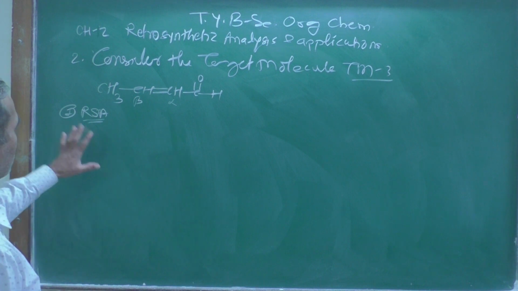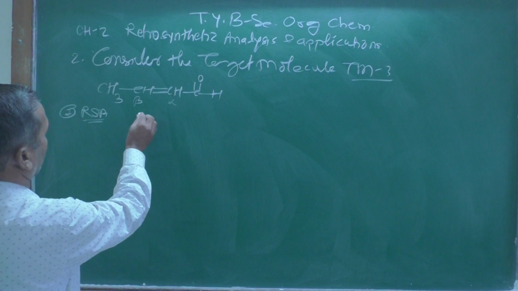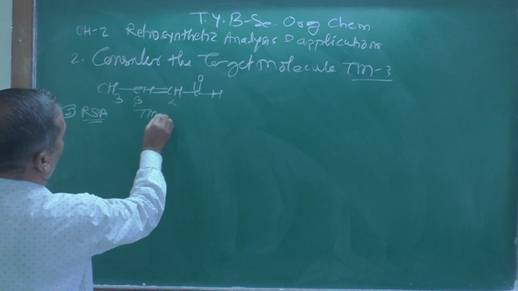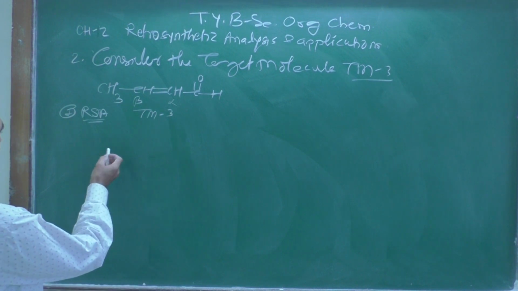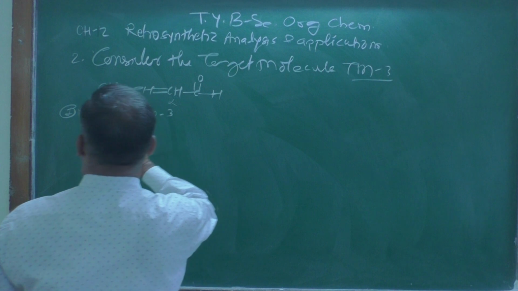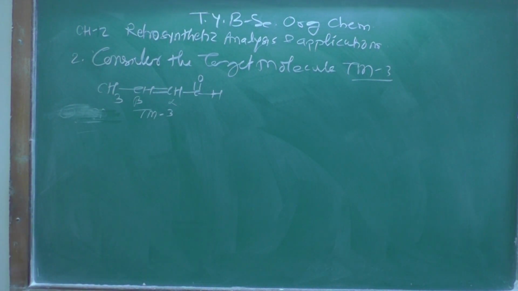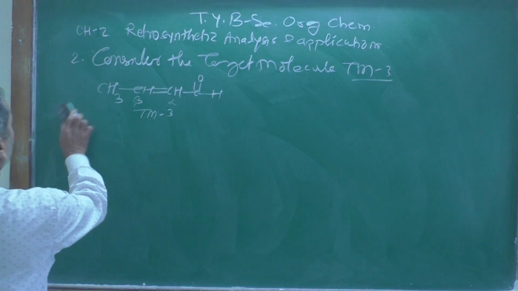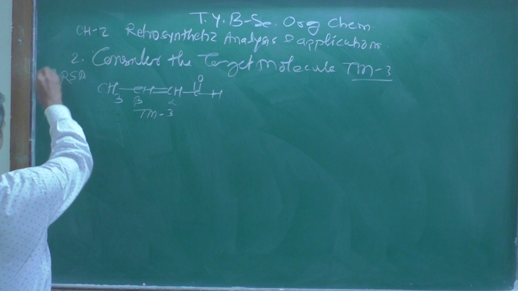Now let us see the retrosynthetic analysis of this. This is our target molecule 3, right? Now I am writing the same compound here, and writing RSA, retrosynthetic analysis, over here. RSA, this is half part.